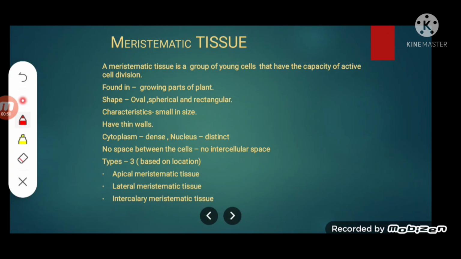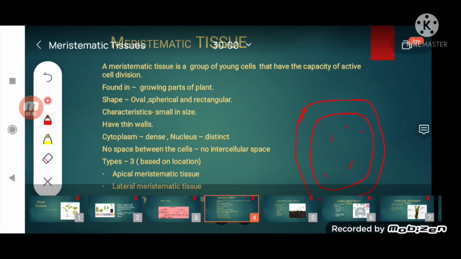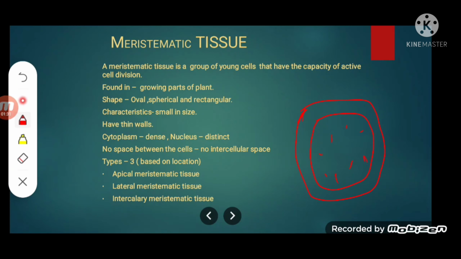Suppose in a plant, if it is a meristematic tissue, their cell wall will be very thin. The cell wall, as we know, is the outermost covering in plant cells. It will be very thin, and inside it there will be a cell membrane or plasma membrane. But here we are talking about this thin cell wall. Inside the cell membrane, we know that there is a fluid known as cytoplasm. This cytoplasm will be very dense. There is a reason why this cytoplasm is dense. We will discuss that also.